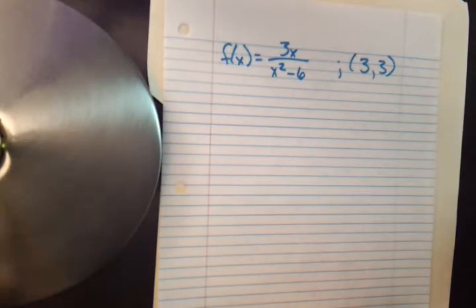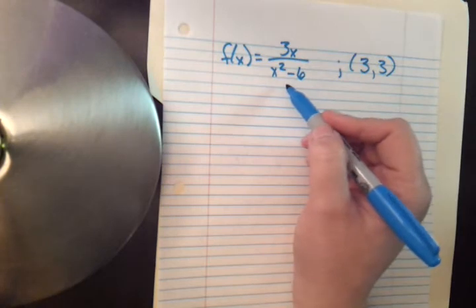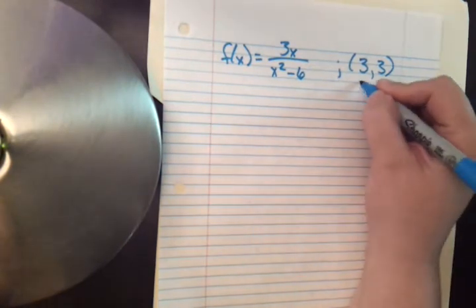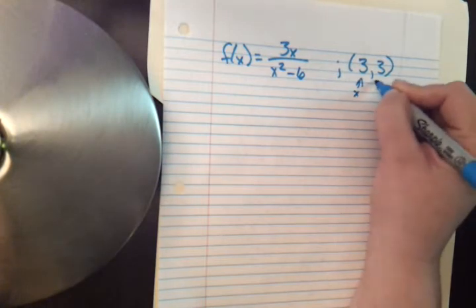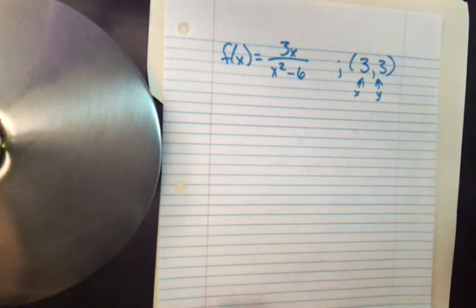So now we're going to look at question 13 on homework 5. And what they're asking us here is to find the equation of a tangent line to the graph of the following function at the specified point. They're giving us the function 3x over x squared minus 6, and the point that they're giving us is (3, 3). That's the x coordinate and that's the y coordinate. Your numbers might be different, but the general idea is going to be the same.